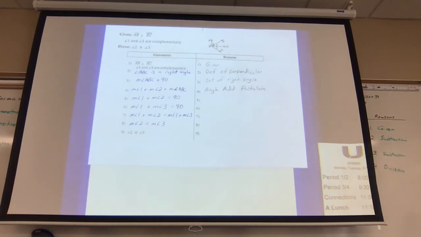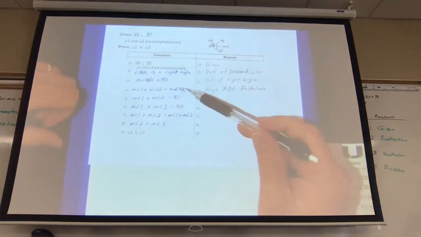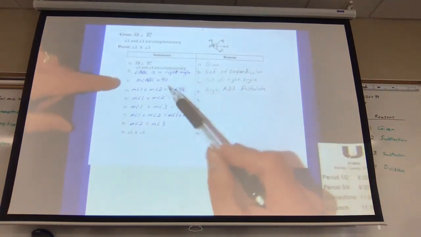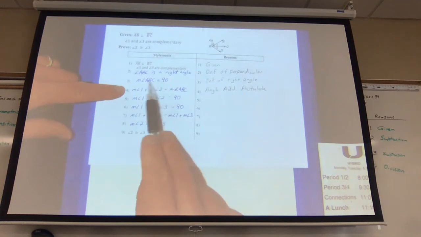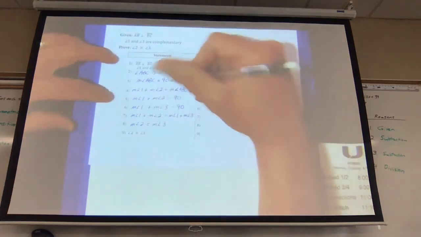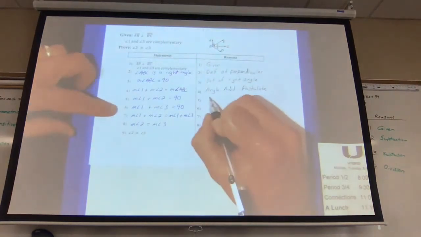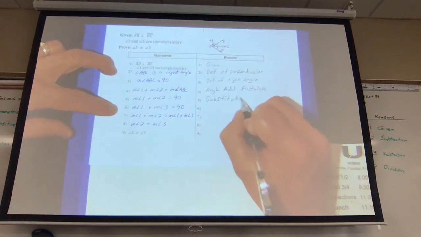And now we go to step 5. From step 4 to step 5, the only thing that changed is on the right-hand side. The measure of angle ABC became 90. Now the reason we can do that is because of step 3. In step 3, we said angle ABC equals 90. Since those two are equal to each other, what we can do is take that 90 and put it in for angle ABC. That is just substitution right there. You're taking one thing out and putting something in for it.